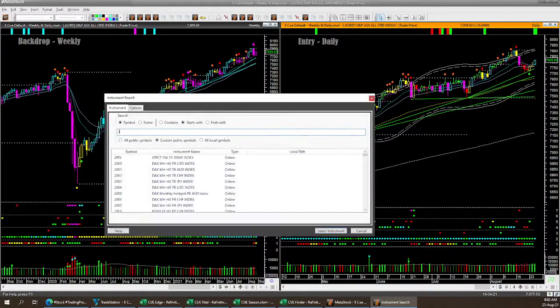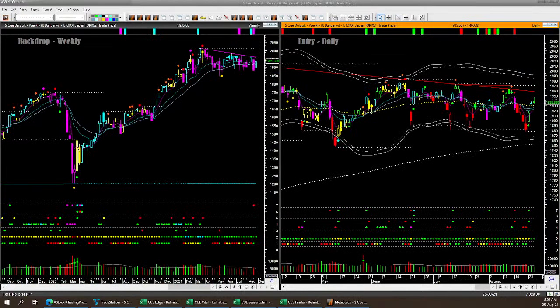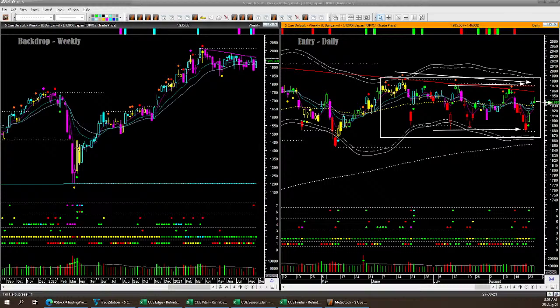Next, Japan Topix Index. Topix was moving sideways, and that is true even today. It is bound by trendline resistance and watermark resistance at the top and watermark support at the bottom. It's inside a box, in the middle of the box. That's not a point to take either long or short trade.